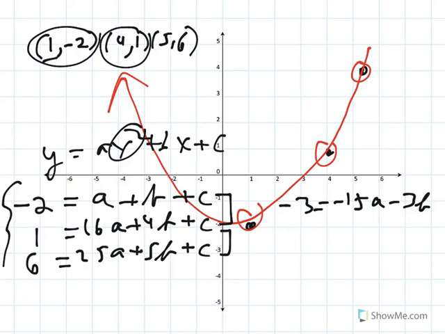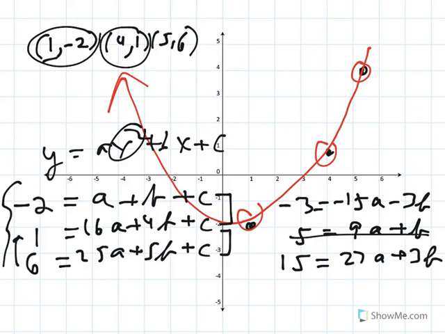I can take the first and third, but I'm going to use the second and third equations. I'm going to subtract those going upward. So 6 minus 1 is 5. 25a minus 16a is 9a. 5b minus 4b is plus b. I'm going to multiply this bottom equation by 3. Now I could add these two equations together to get 12 equals 12a, or a equals 1.